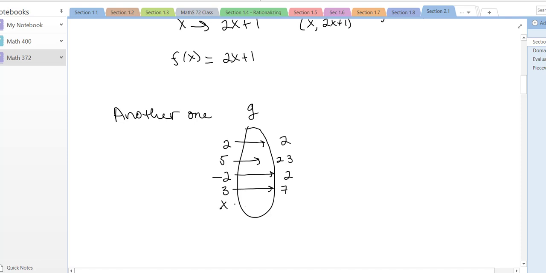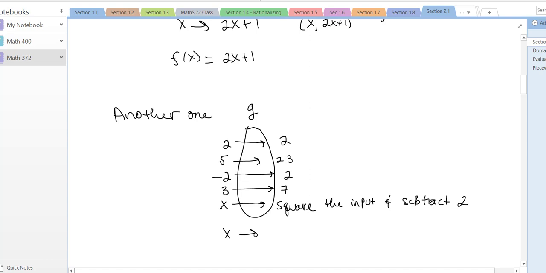So that means if x goes in, what is happening to x as it enters this function machine? It looks like we are squaring it. Right? 2 squared is 4, then subtracting 2. 5 squared is 25. When we're subtracting 2, we get 23. Negative 2 squared becomes positive 4. Subtract 2, you get 2 again. And 3 squared is 9. When you subtract 2, you get 7. So we're squaring the input, and we're subtracting 2.